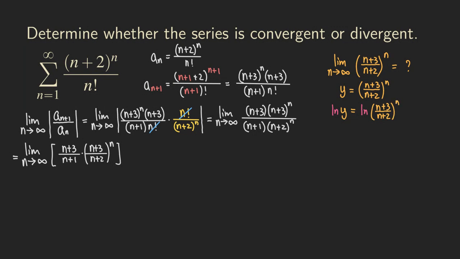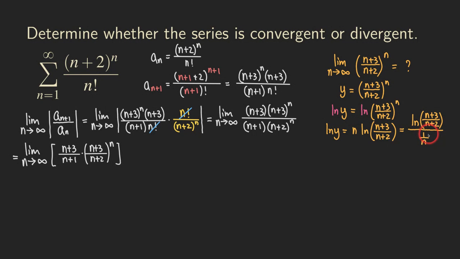And so you know that we can bring this exponent to the front, right? So we are going to get ln of y is equal to n times ln of (n plus 3) over (n plus 2). In this case, we are going to rewrite it so that we have an indeterminate form. So we are going to get ln of (n plus 3) over (n plus 2), and then divided by 1 over n.